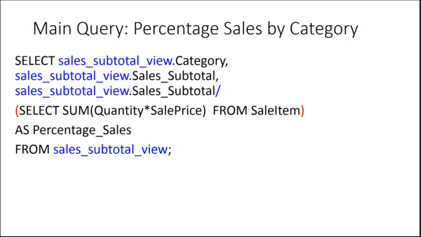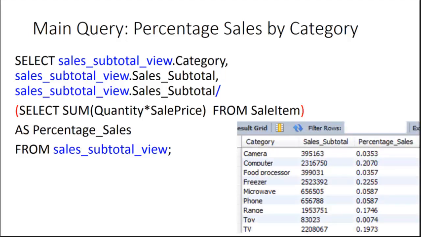And then do another calculation. Divide that sales subtotal by a number that calculates all sales. And that's a simple query. Use this as a nested query. Select sum of quantity times sale price from sale item. This is regardless of the category, just total sales of everything. This ratio is the ratio of category to all sales. And the only table we used for this main query is the sales subtotal view. And this is the result.